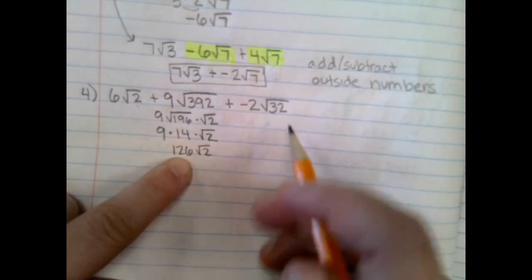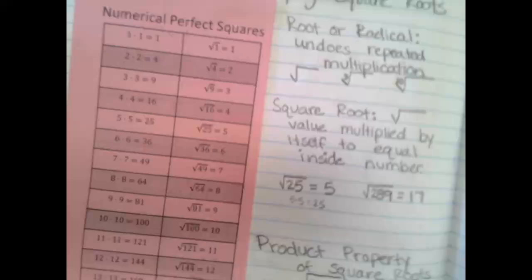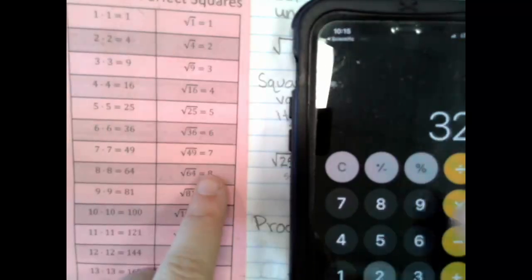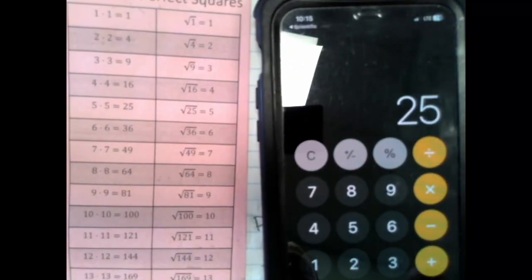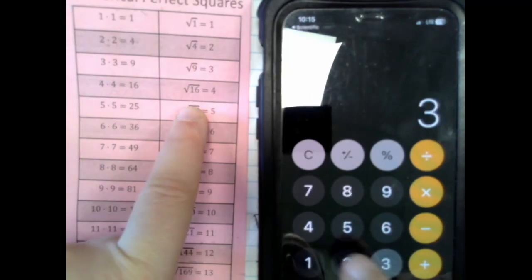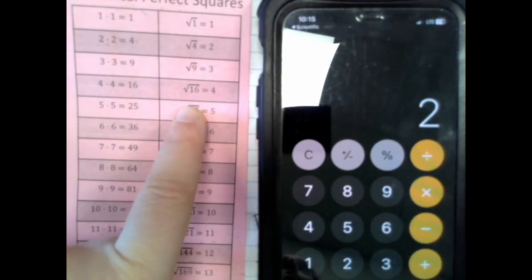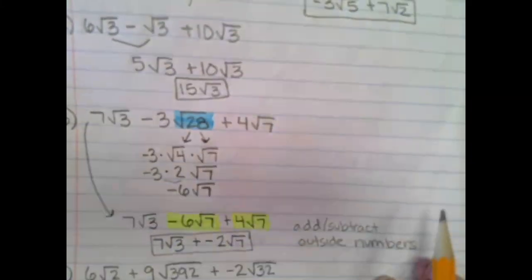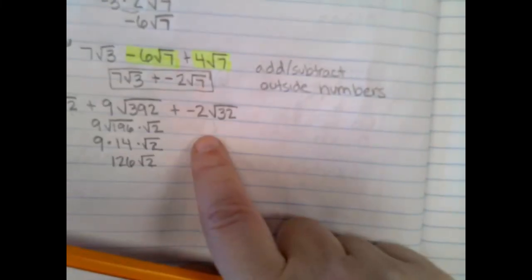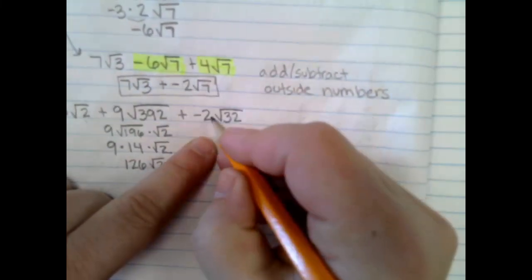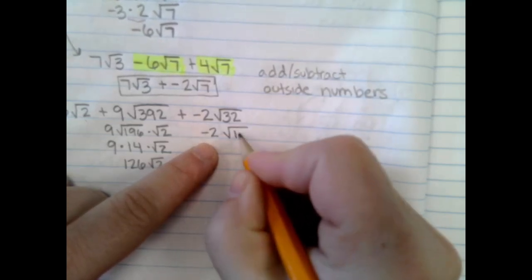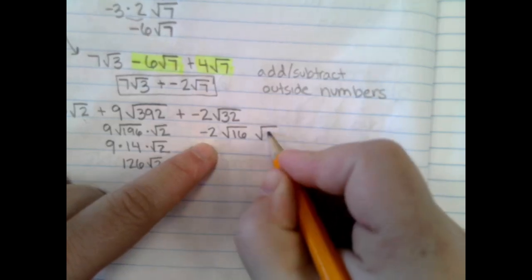What about 32? Is there something I can divide 32 by? Okay, let's start with 25. Can we do 32 divided by 25? Nope. 32 divided by 16? Yep, we get 2. So we'll do square root of 16 and square root of 2. Well, what's really important today is that there's already a coefficient. So that negative 2, I've kind of been doing this without saying it. That negative 2 has to stay there. So negative 2 square root of 16 square root of 2.